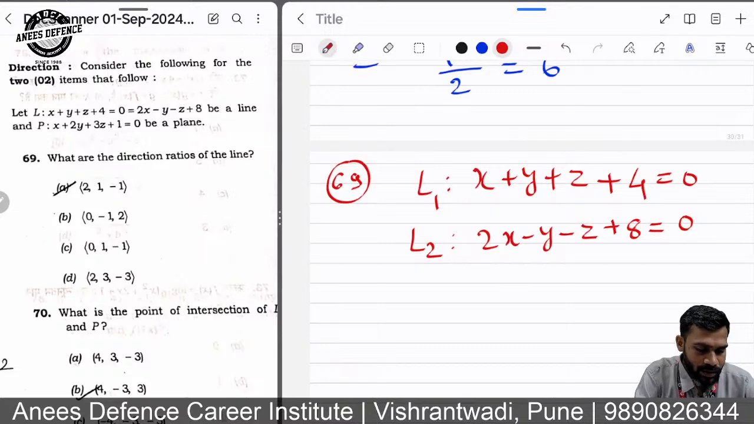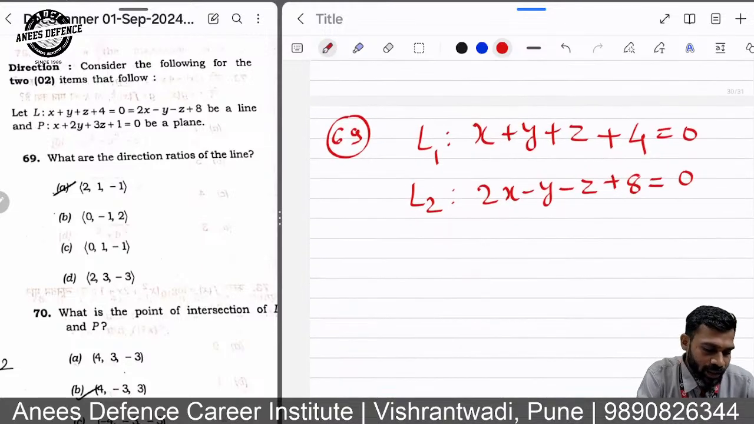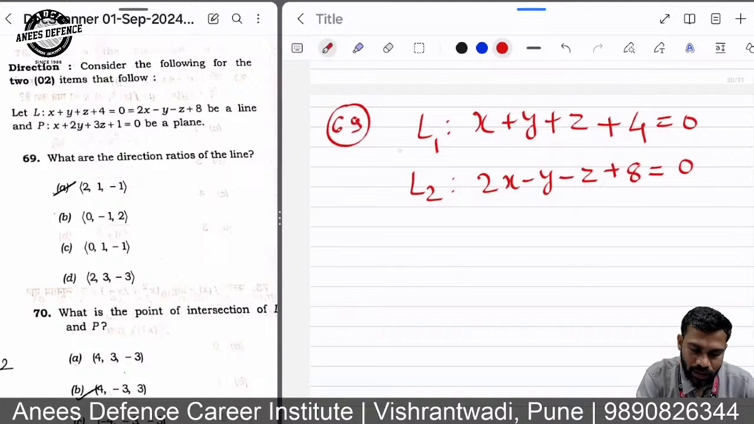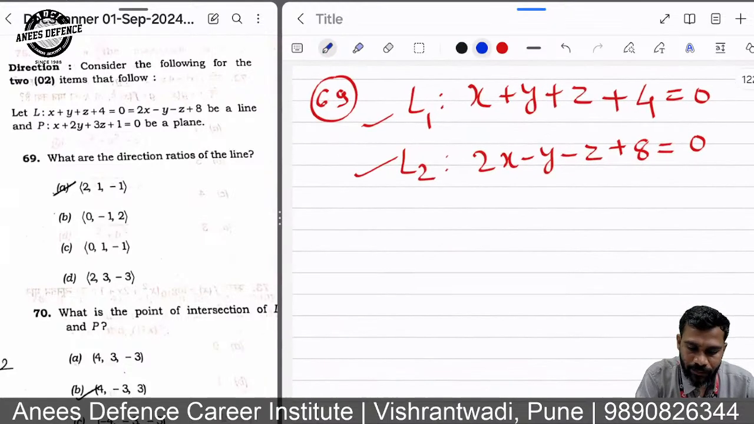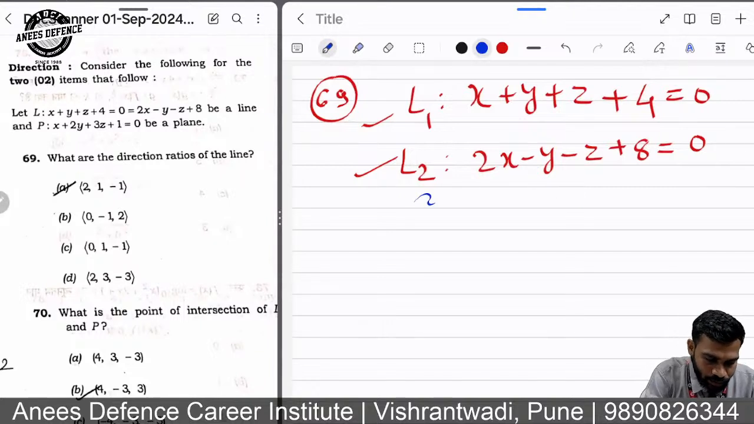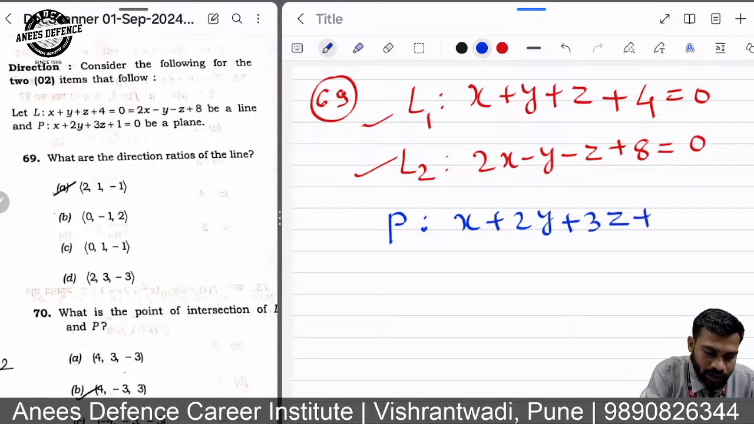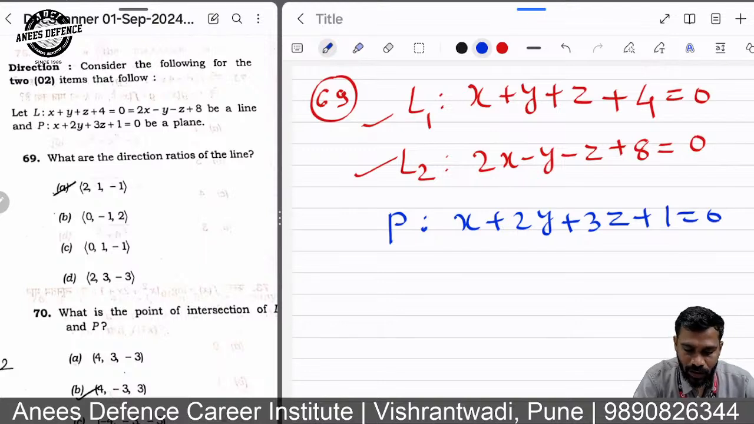Since both are equal, it means the point of intersection of both the planes. Since these are the planes, we have to find the equation of the line of intersection of both the planes, right? Now we have got one plane P: x plus 2y plus 3z plus 1 is equal to 0, right? Now what are the direction ratios of the line?